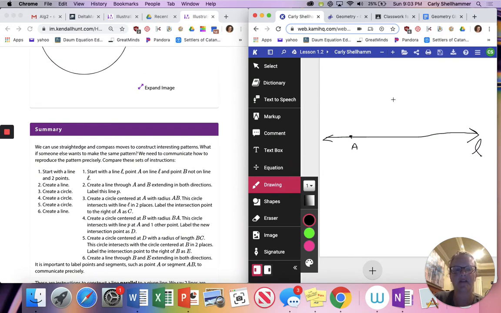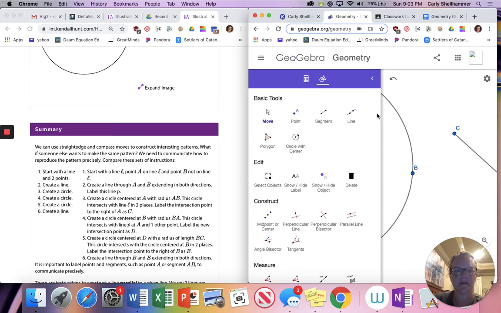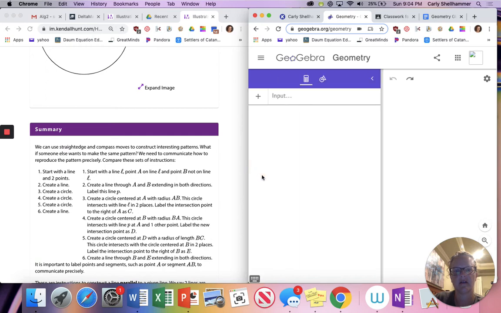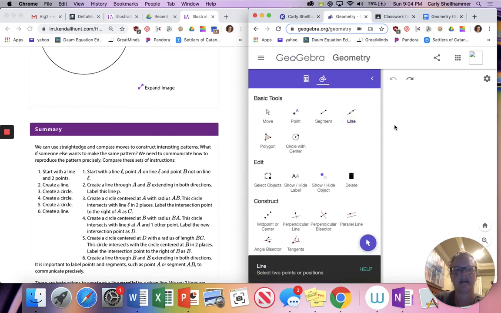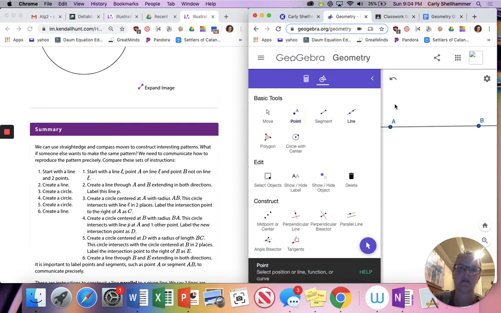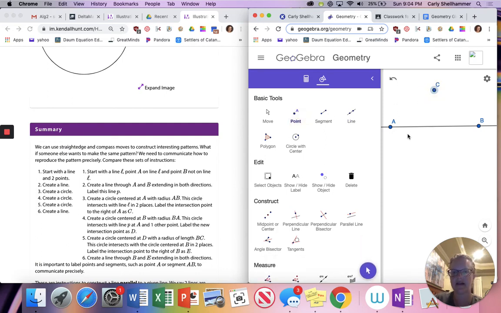Oh, I probably should have done this in GeoGebra. Yeah. That's what we're going to do. All right, line L. And then these aren't going to be the right words. Points C, not on line L.